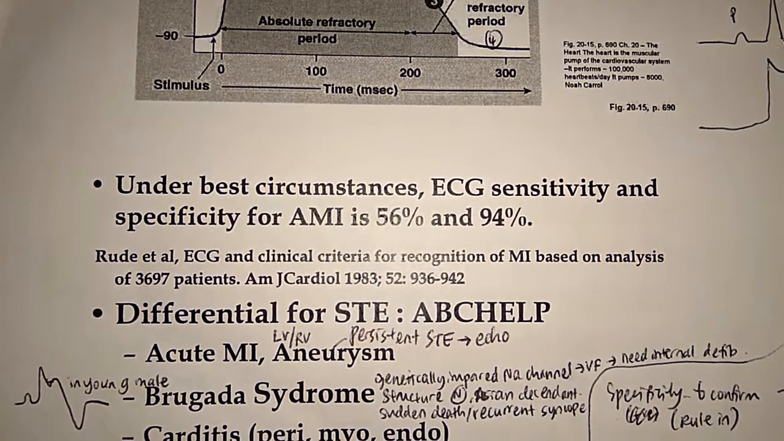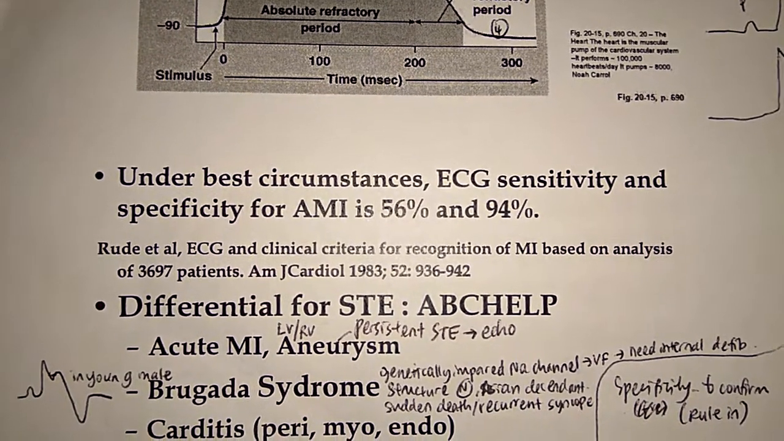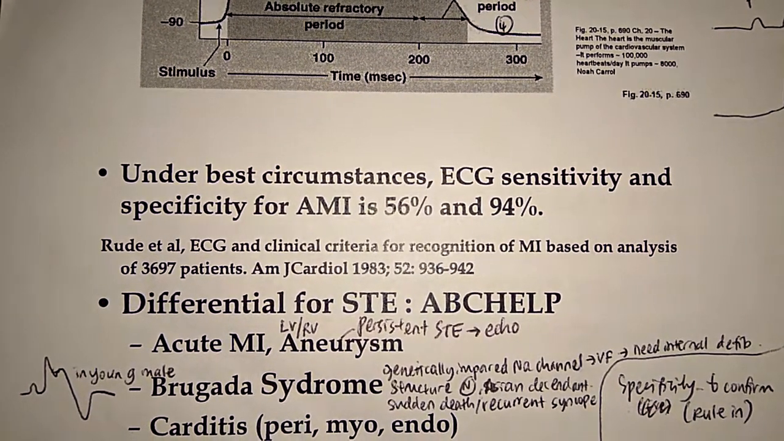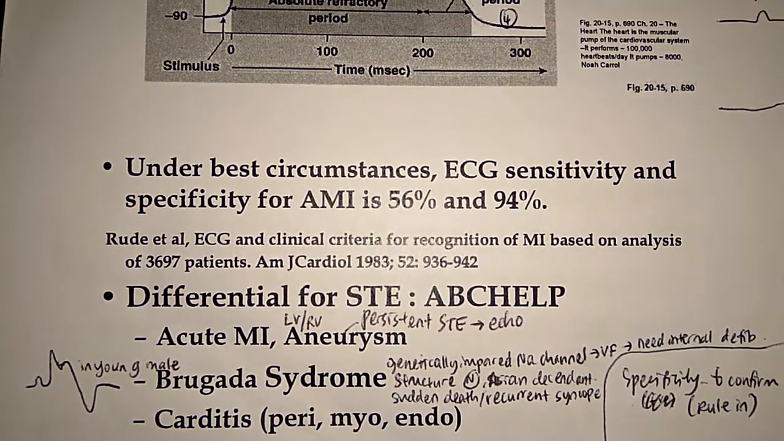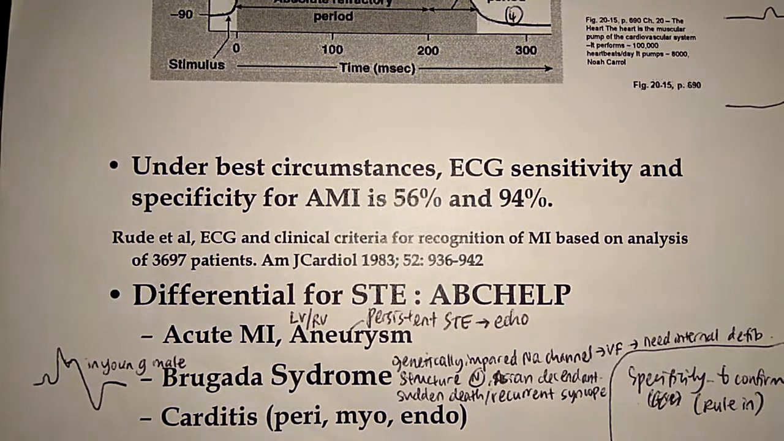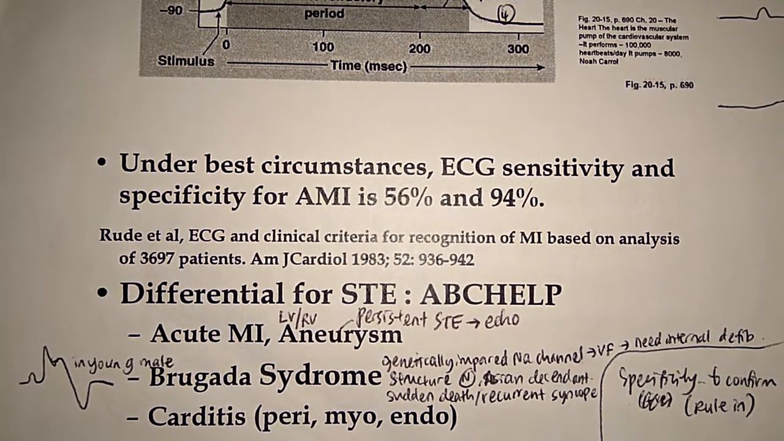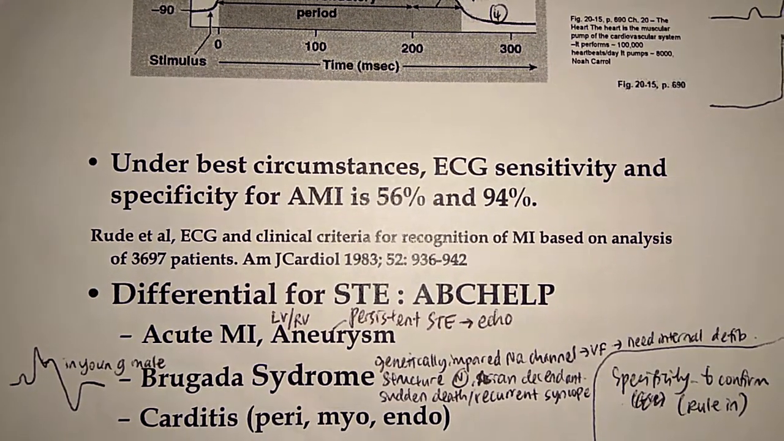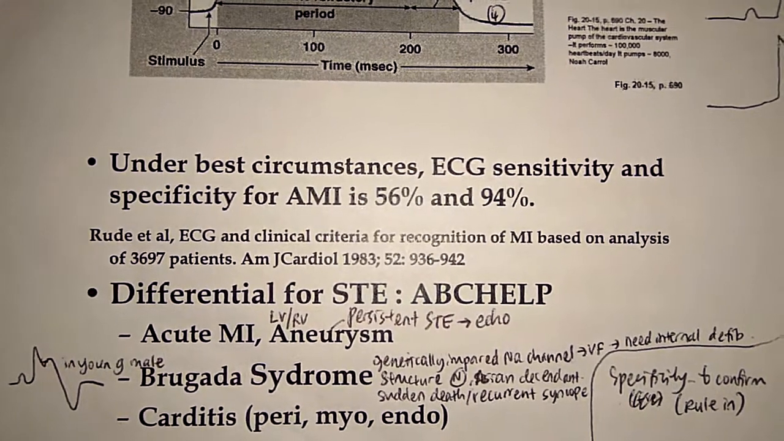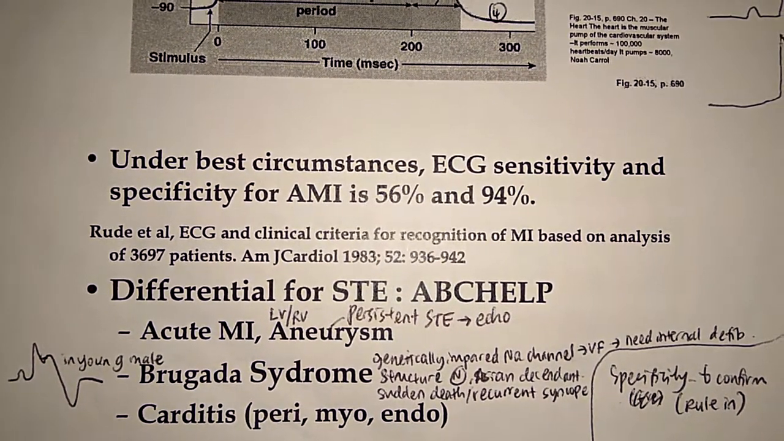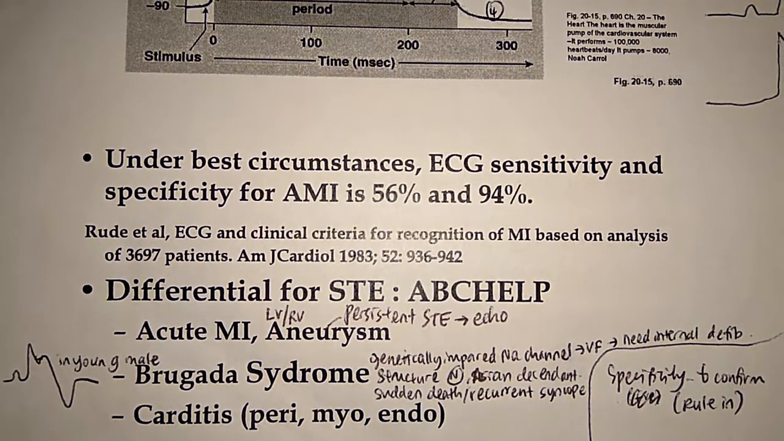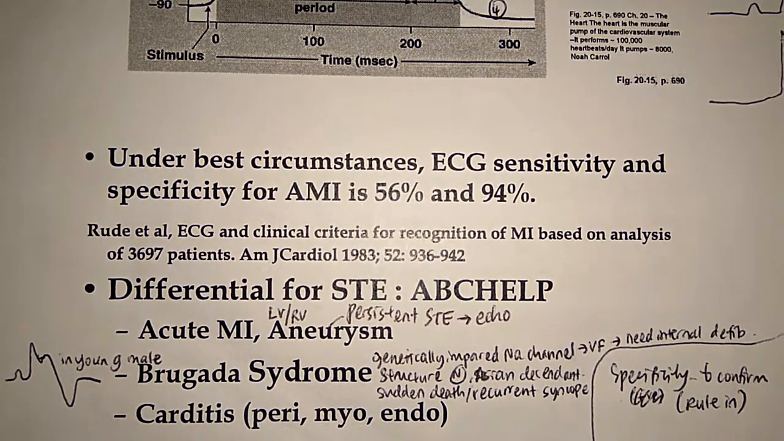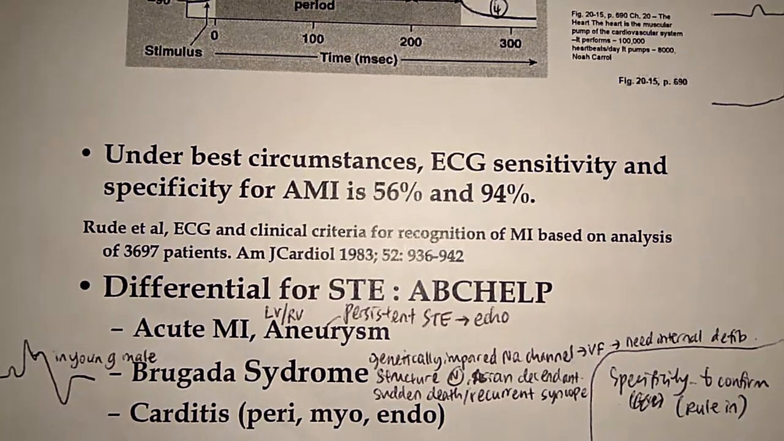We can use ECG to confirm MI because it has high specificity. However, ECG does not rule out MI because it has low sensitivity. So if there's no sign of MI on ECG, we cannot say that the patient doesn't have MI. However, if there's sign of MI on ECG, the patient is confirmed to have MI.